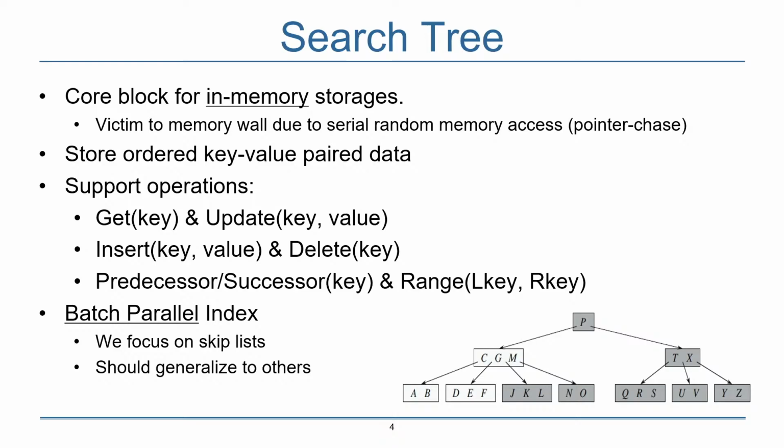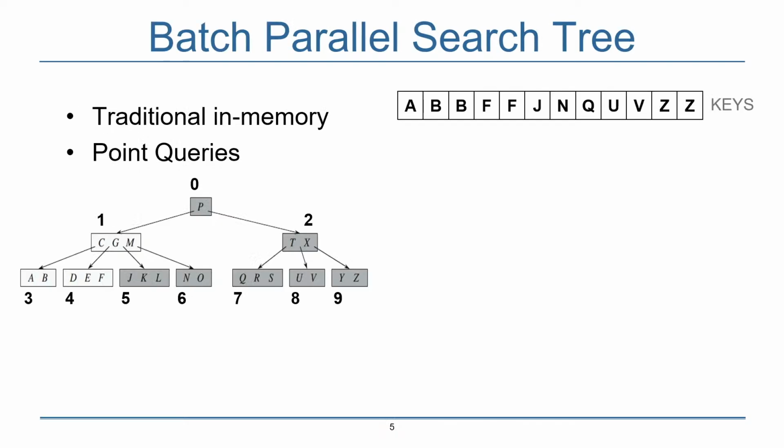This is covered by Phil, so I'll go through it quickly. We want a search tree because it's important and because it's a victim of the memory wall. And we want the search tree to support operations, especially those related to ordered operations. And we do batch parallel indexes. Our work focuses on skip lists, but we believe that it should generalize to other solutions like B-tree. So what is a batch parallel search tree? We have an example here.